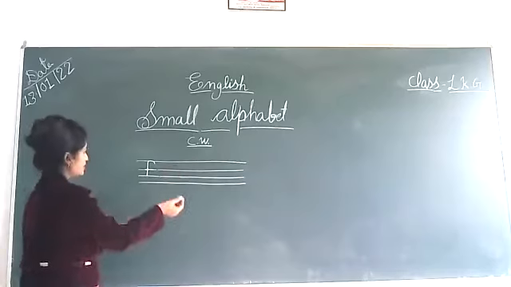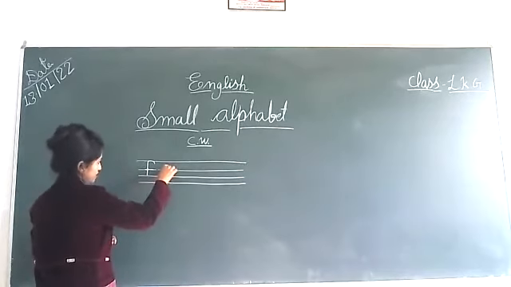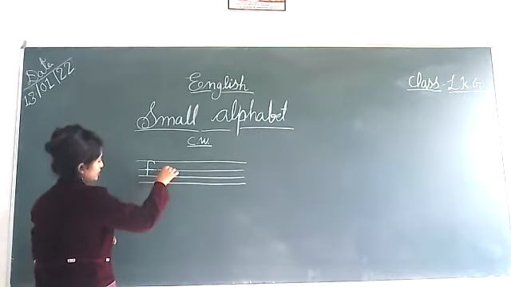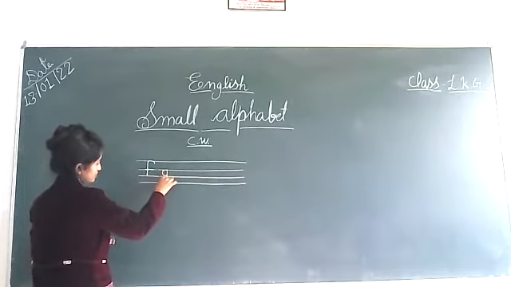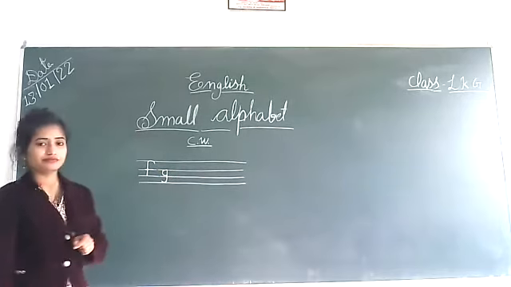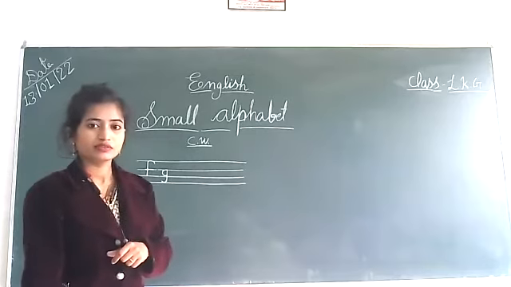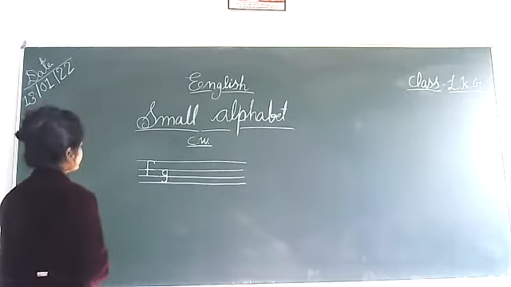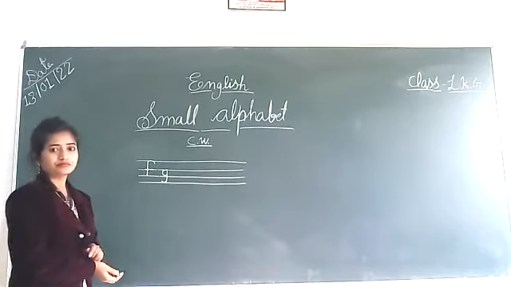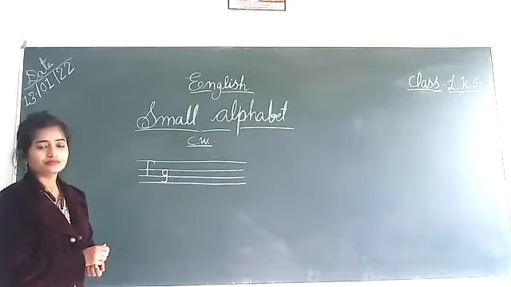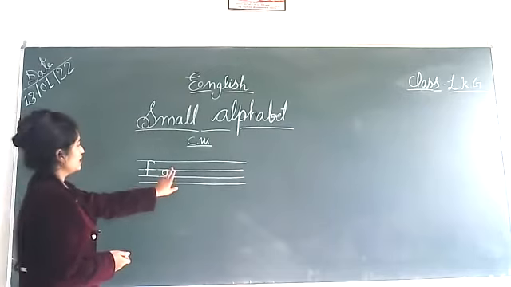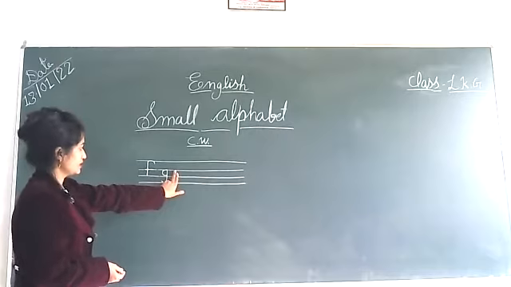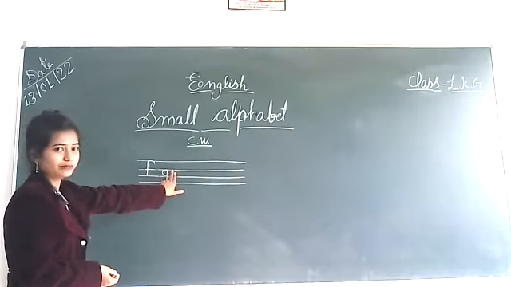After F, which alphabet will come? G. Make a standing line and a cup. See? Done. Again, give two finger gap, like this. You have to give two finger gap.